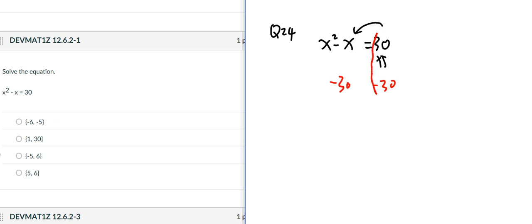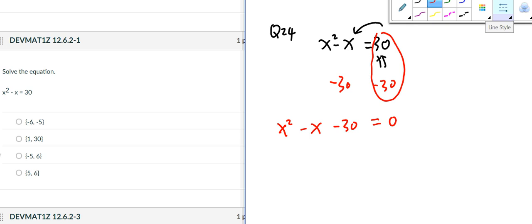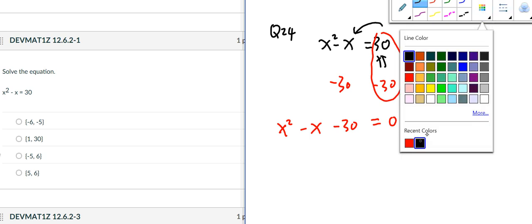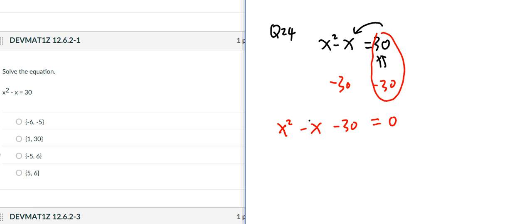Then you cancel this positive and make the right-hand side be 0. On the left-hand side, you have x squared minus x minus 30 is 0. Let me write 1 in front of x. Again, here you want to factor this one. That's why we need to learn the factoring.